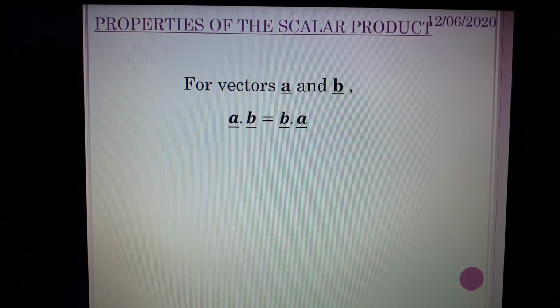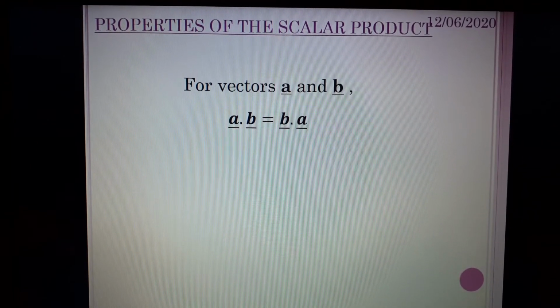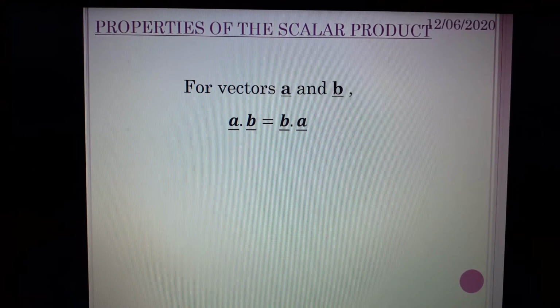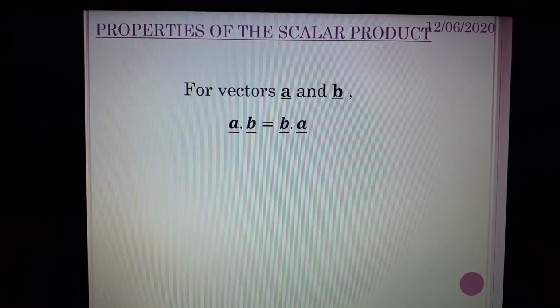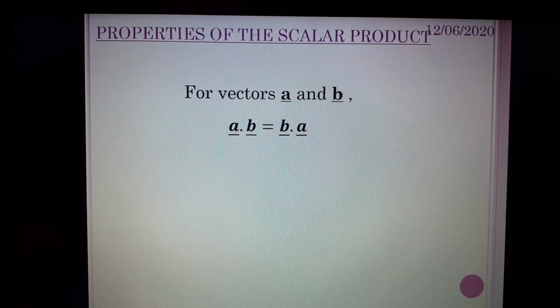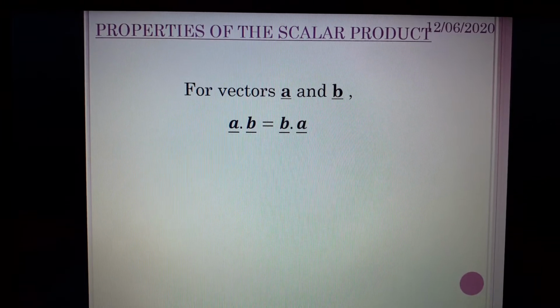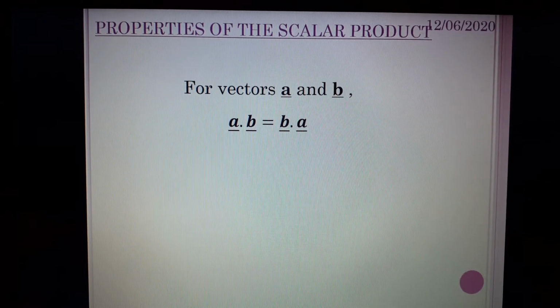For vectors A and B, the scalar product A dot B is the same as B dot A. It doesn't matter if the letters are the other way around, just like A times B is the same as B times A. 5 times 3 is the same as 3 times 5. So very similar properties there.